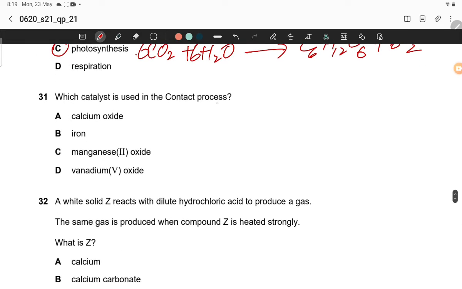Which catalyst is used in the contact process? Calcium oxide, no. Iron, no, iron is used in the Haber process. Manganese(IV) oxide cannot be used. Vanadium(V) oxide is used in the contact process.